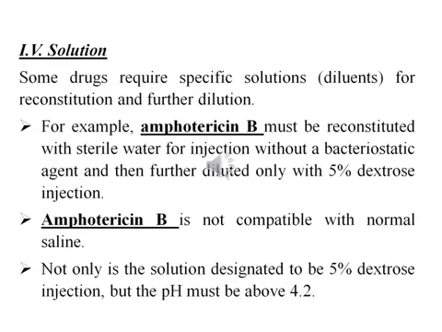IV solution. Some drugs require a specific solution for reconstitution and further dilution. For example, amphotericin B must be reconstituted with sterile water for injection without a bacteriostatic agent and then further diluted only with 5% dextrose injection. Amphotericin B is not compatible with normal saline. Not only is the solution designed to be 5% dextrose injection, but the pH must be above 4.2.